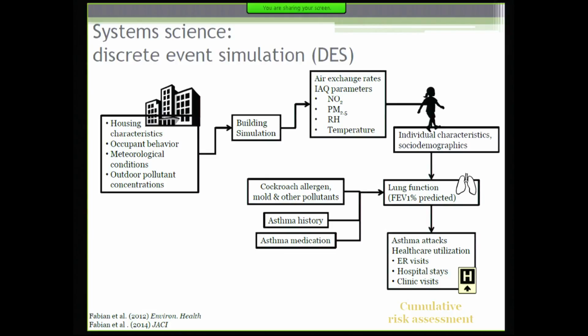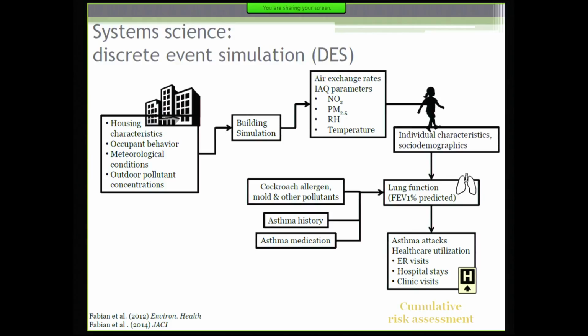Their changes in lung function are going to produce changes in probabilities of asthma attacks. You can keep track of their asthma history, for example, asthma medication. Our model also included, like I said, cockroach allergen and mold. But you can expand this to any pollutant, really, as long as you have the right linkages to link to the model.